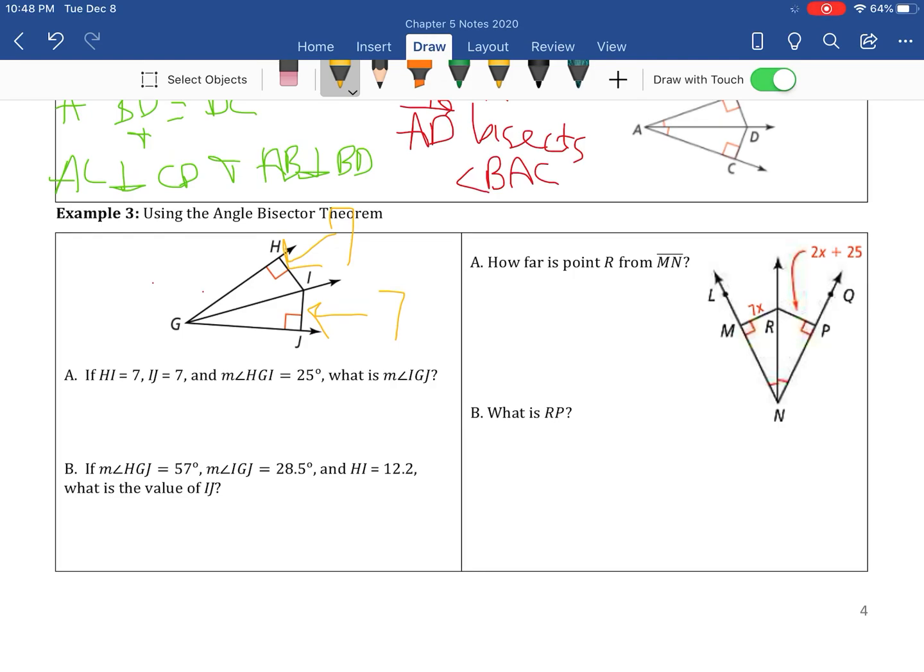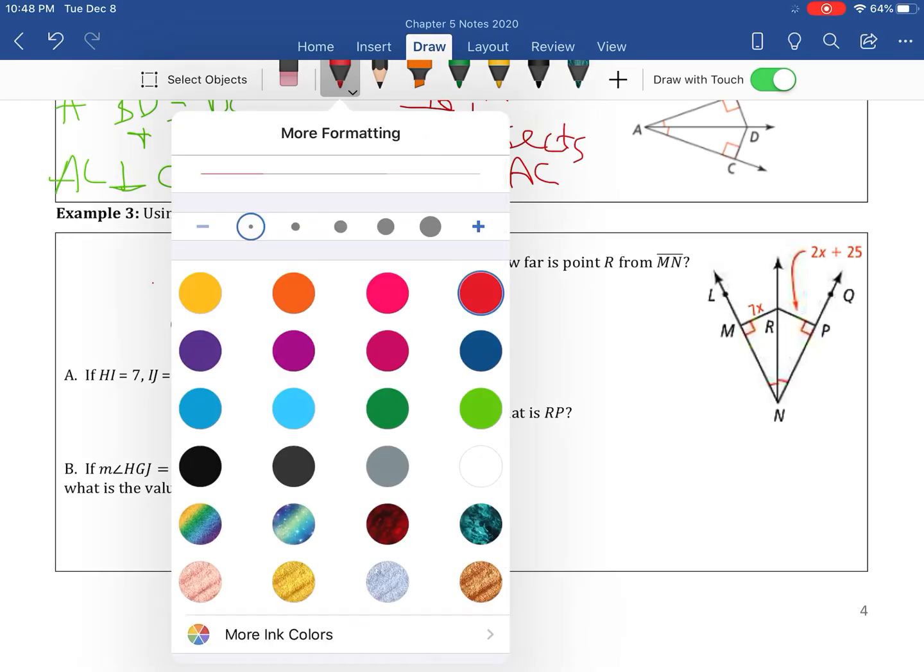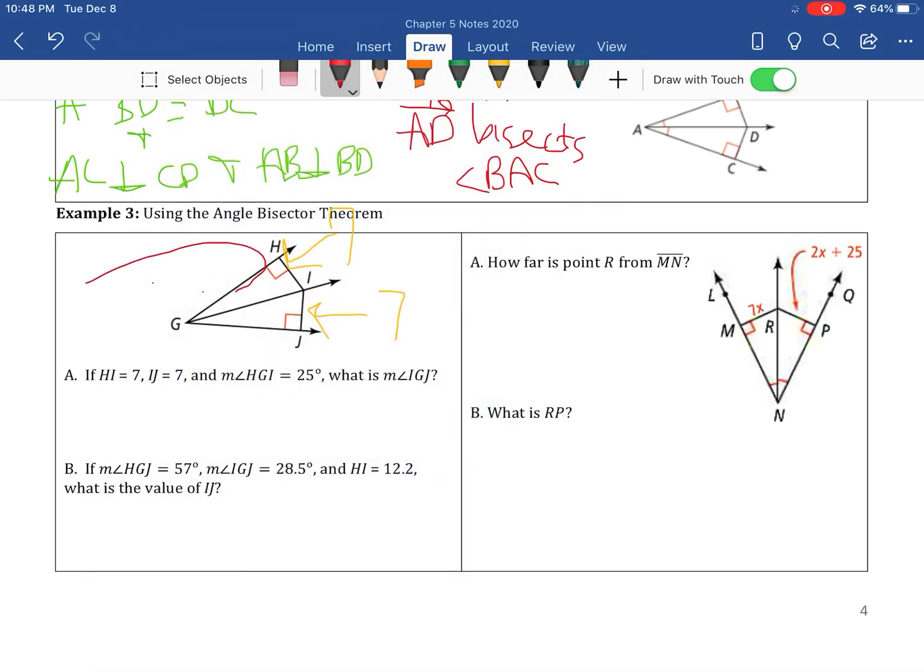If HGI, okay, still a little bit tricky here, just with how small this is. So if HGI is 25, we want to know what IGJ is, right? So if one half is 25, then obviously the other half would be 25 in this case degrees. All right. Let's go ahead and erase this.